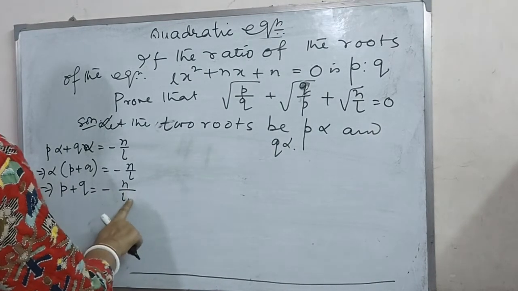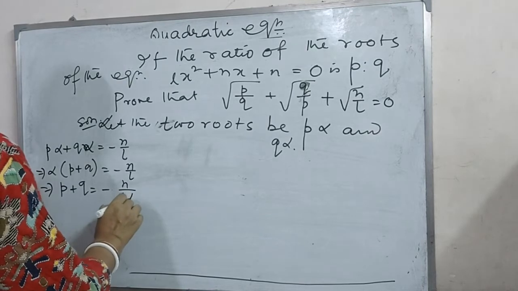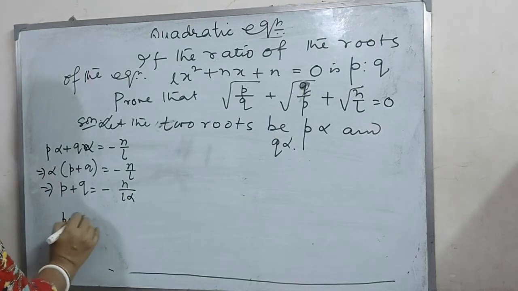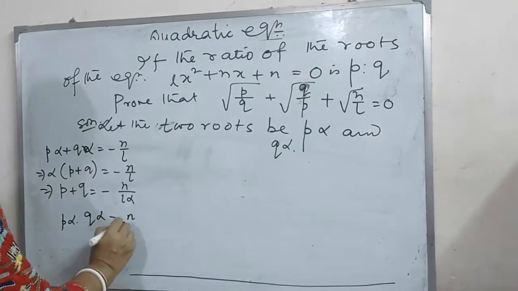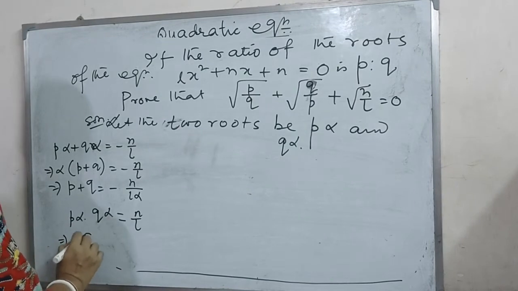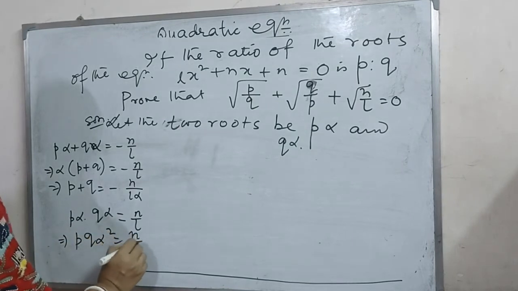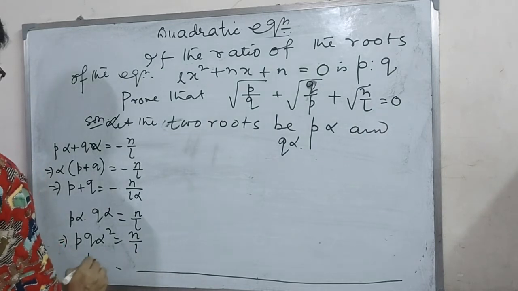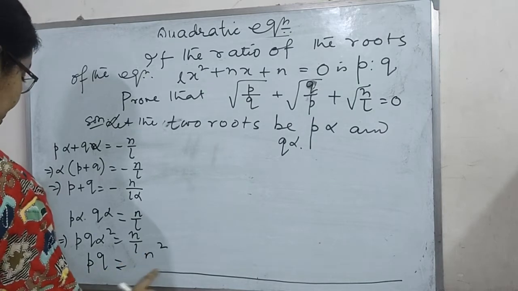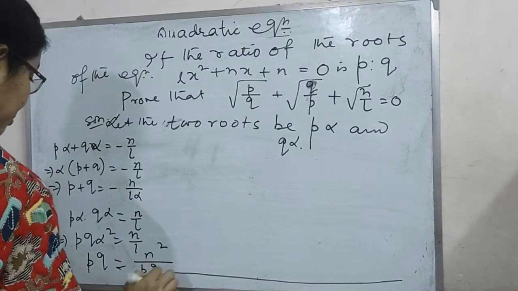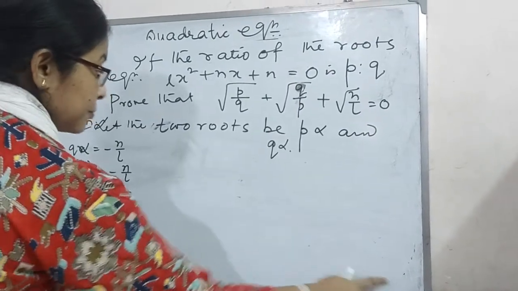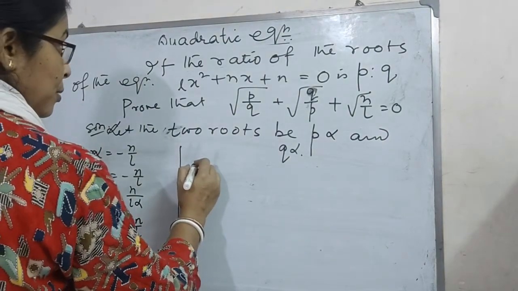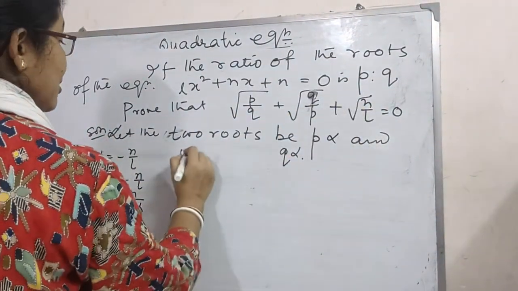And the product of roots: P alpha times Q alpha equal to n by L, that is P Q alpha square equal to n by L. So P Q equal to n square by P Q. We need to prove this plus this equal to 0.